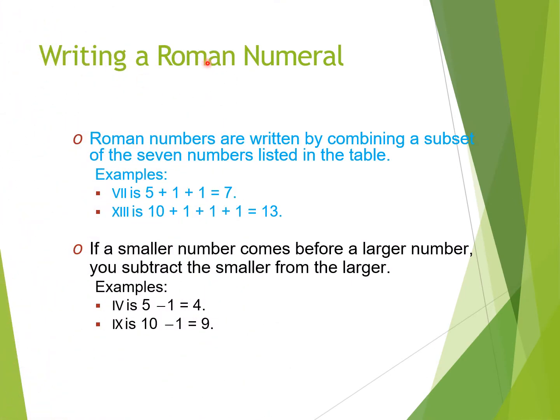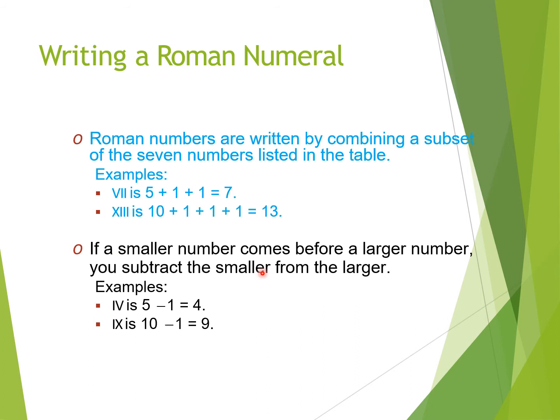Rewriting Roman numerals. Roman numerals are written by combining a subset of the seven numbers listed in the table. For example, VII is V plus 1 plus 1, which is equal to 7. XXX is 10 plus 10 plus 10, which is equal to 30. So this is the fact of combining a subset of the 7 numbers listed in the table.